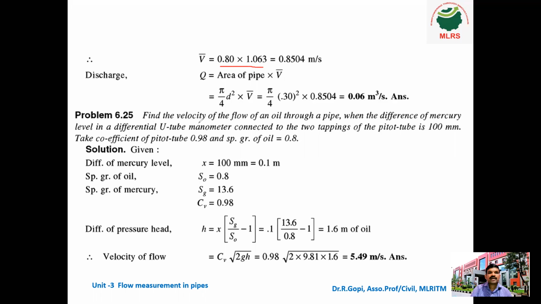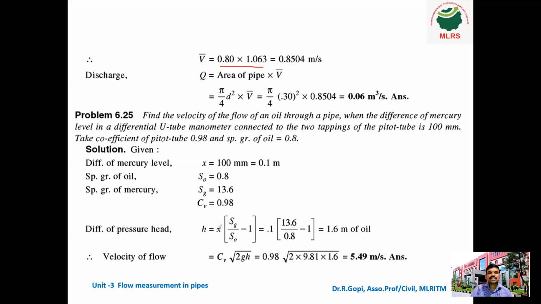Okay, so next problem. Find the velocity of the flow of an oil through the pipe when the difference of mercury level in a differential U-tube manometer connected to the two tappings of the Pitot tube is 100 mm. Take the coefficient of Pitot tube as 0.98 and the specific gravity of oil is 0.8. This is also a very simple problem. Here the difference in the mercury level is given. So in the root 2gh formula, we have to find h initially.